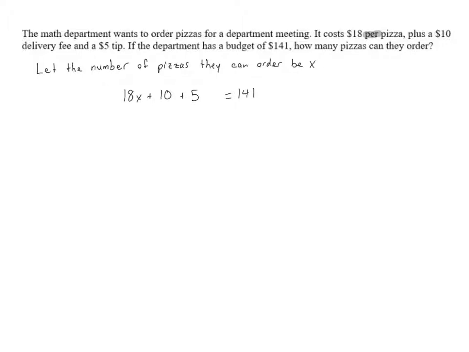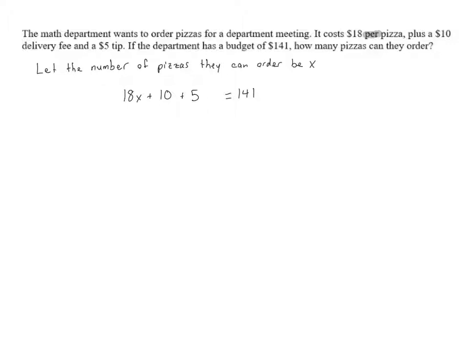So the amount that they pay will be 18x for the pizzas, plus 10 for the delivery, plus 5 for the tip. And we know that that sum has to equal 141 because that's the math department's budget. So now we have an equation and we can solve this to figure out the value of x.